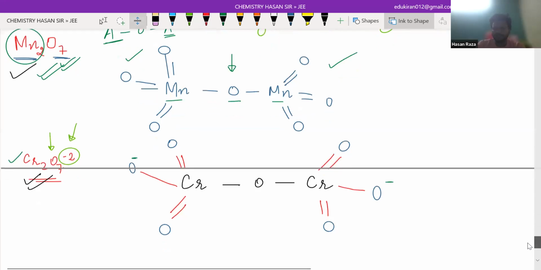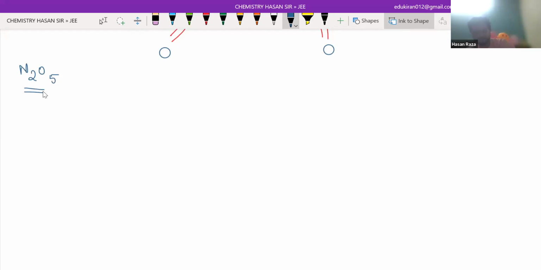Okay, moving to the next part. I'm going to give you a very important question, N2O5. Please draw the structure of N2O5. And I know most of the students will do it wrong. Let me know when you are done with this, and then I will write the structure and match it. And let me know if you have done it correctly or incorrectly.